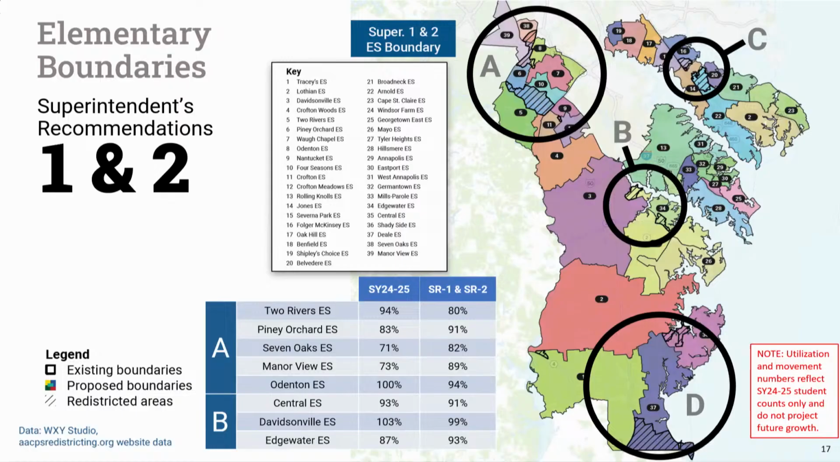Additionally, adjustments are made to boundaries impacting the reassignment of some elementary school students from Belvedere Elementary School to Arnold Elementary School. In areas D for SR1 and SR2, adjustments are made to the boundaries impacting some elementary school students from Tracy's Elementary School to Deal Elementary School and from Deal Elementary School to Shadyside Elementary School.